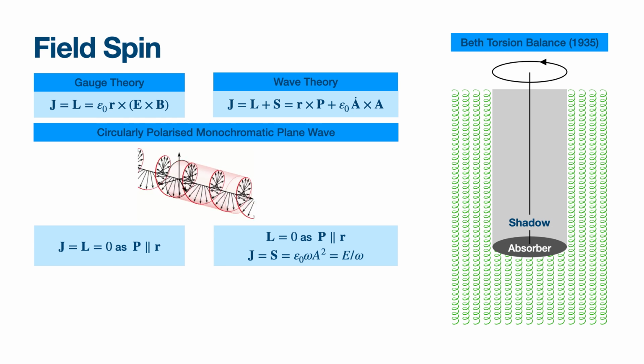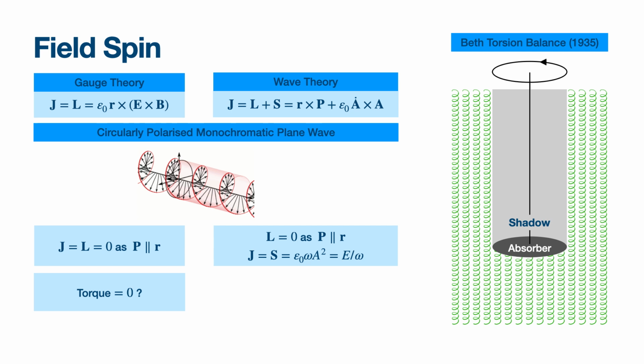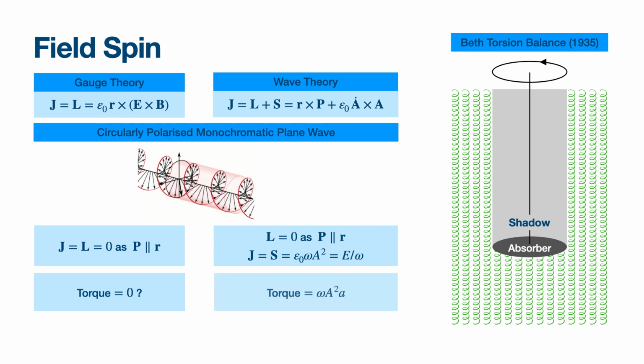Now what happens if the angular momentum of such a wave is measured with a torsion balance? This was done by Richard Beth in 1935. A circular light absorber is suspended from a torsion meter, and circularly polarized light shines on the absorber. A torque is expected and was indeed measured. Gauge theory, however, seems to predict a zero result. Wave theory predicts a torque equal to the power absorbed divided by the frequency, as was measured. How can this paradox be resolved?